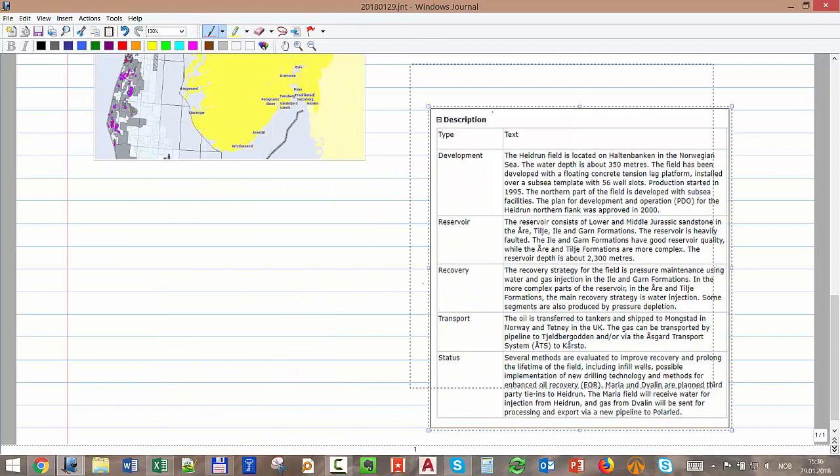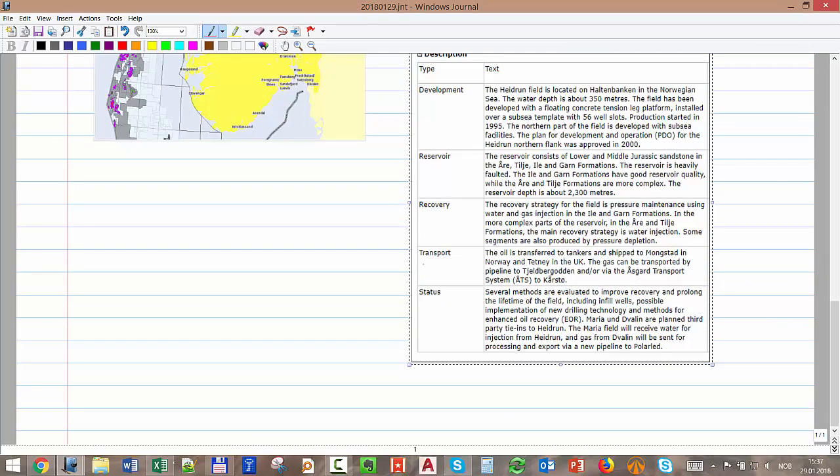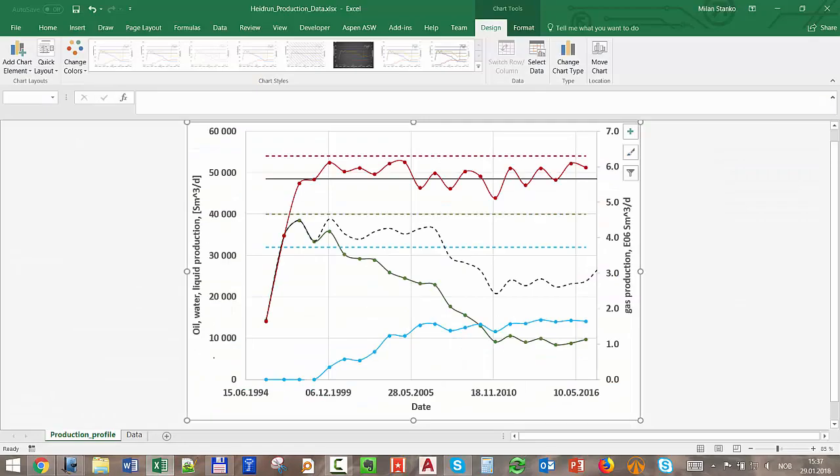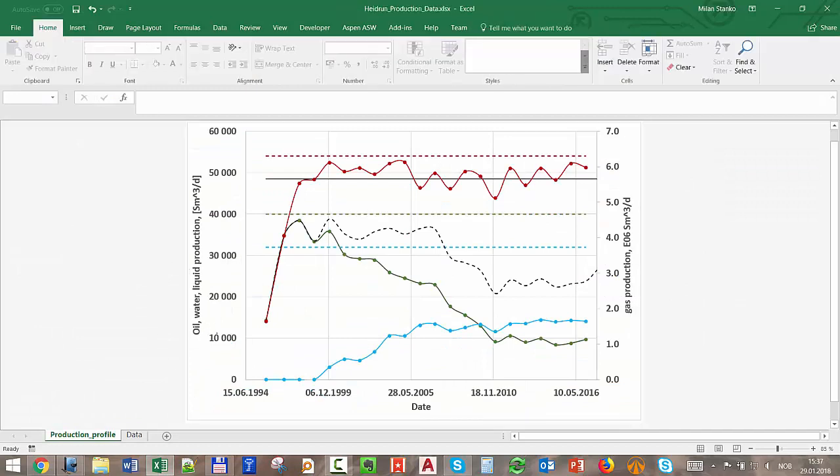Okay, so let's look at this production data we had, which I told you was open. Here we see in red the gas, remember the colors: red for gas, green for oil, and blue for water. Gas is plotted on the secondary axis, and oil, water and liquid are plotted on this axis.